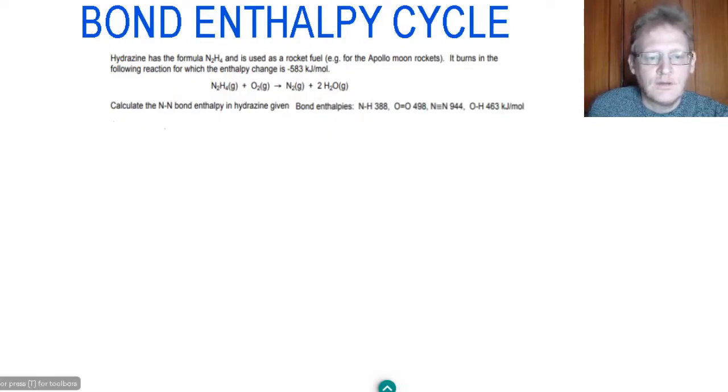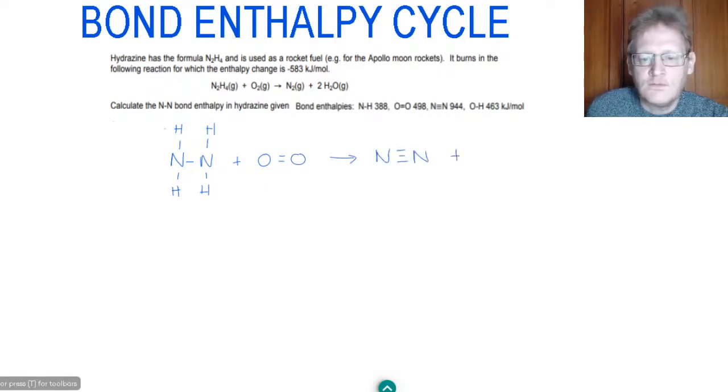So N2H4, well, we're told it's got a nitrogen-nitrogen bond, and then we'll add 4 hydrogens to that. Then react that with oxygen, oxygen double bond, gives nitrogen, which is a nitrogen triple bond, and water is H2O, and we have 2 of them.